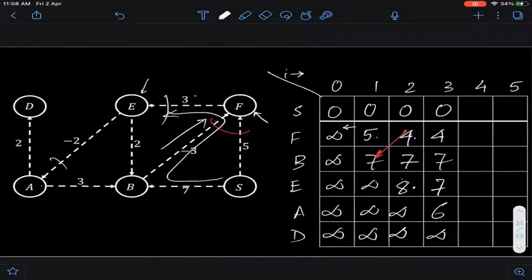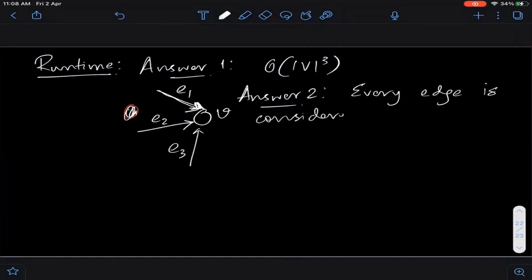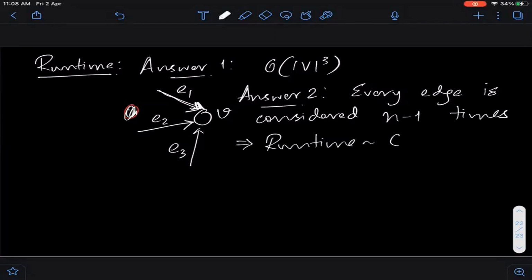Okay, so the answer 2 is: every edge is considered n-1 times, and this implies the runtime is order mod V times mod E.